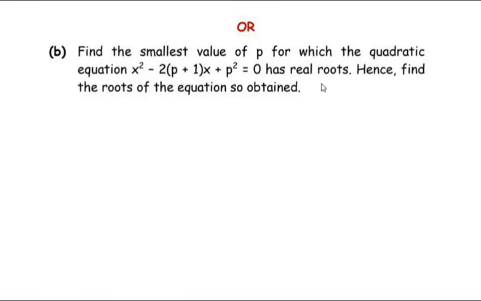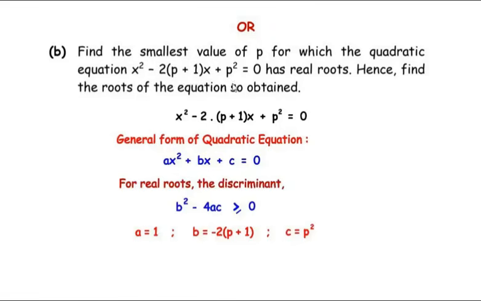So first of all we need to find out the smallest value of P using this hint and then substitute its value in this equation to get a new equation and then find out the roots of that new equation formed. So let us begin by writing the discriminant formula for a quadratic equation having real roots. So here we have written down the equation again and the general form of quadratic equation is given as ax square plus bx plus c equal to 0. And for real roots, the discriminant is given as b square minus 4ac should be greater than or equal to 0.